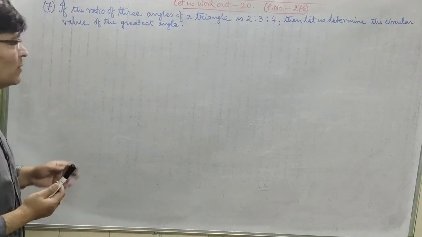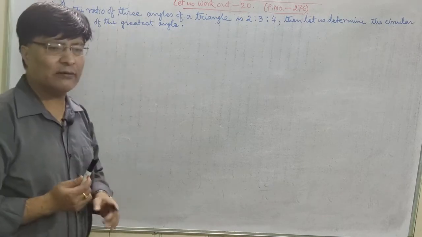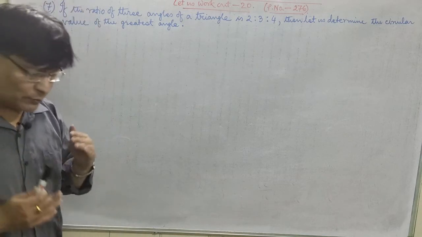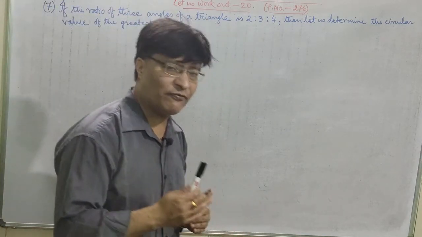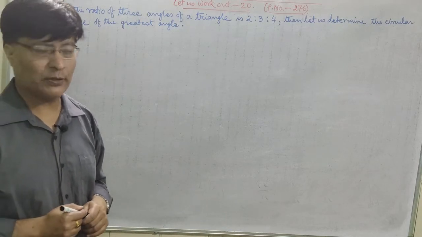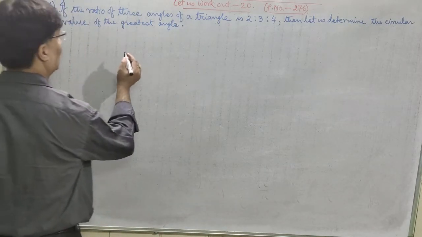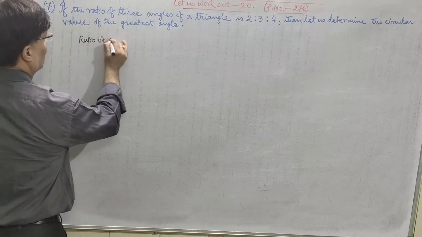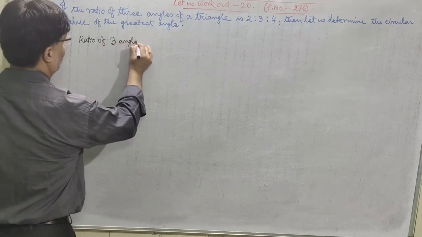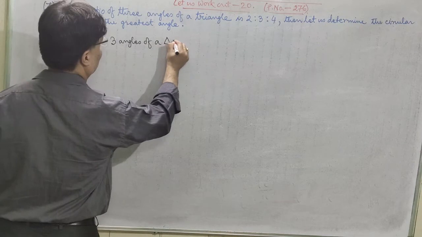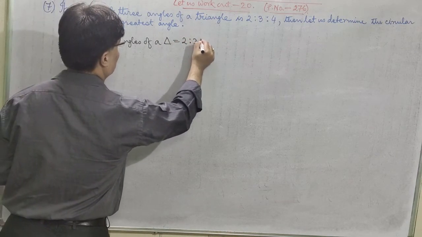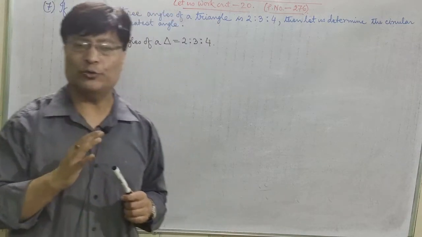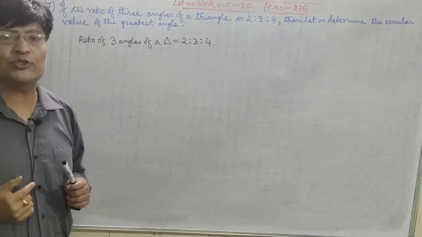Okay. So what is given in the question? The ratio of three angles of a triangle is given as 2:3:4. So you have to find out the greatest angle of the triangle, but you have to find it in terms of circular measure. Okay. So here it is given that the ratio of three angles of a triangle is 2:3:4.